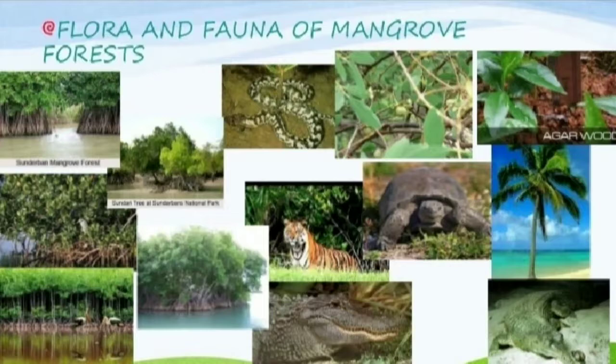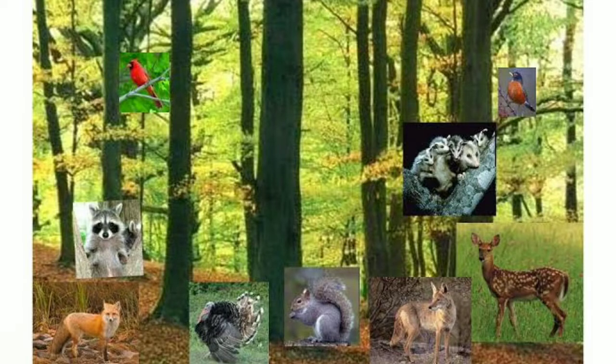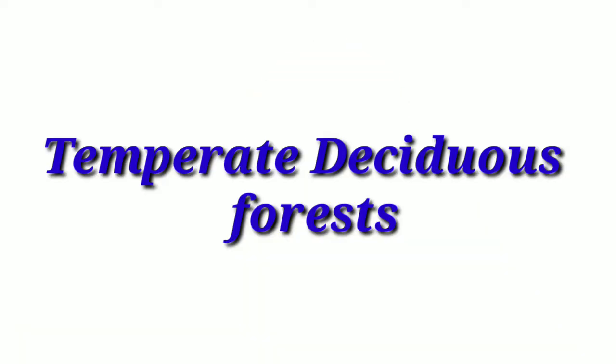Even timber is found in these types of forests, which is very valuable in every country. Vegetation in these forests includes oak, pine, walnut, camphor, etc. Wildlife includes sheep, cattle, pig, etc. Next we are going to study temperate deciduous forest.